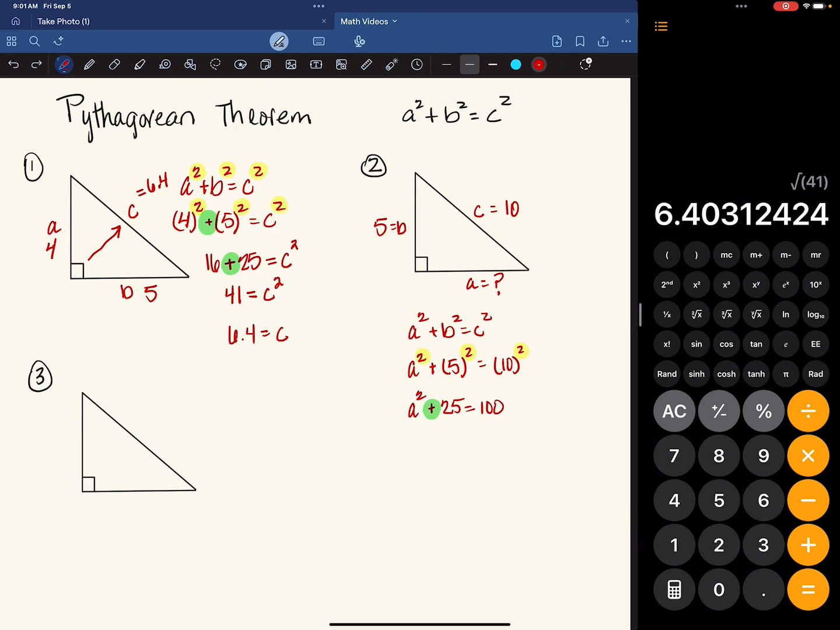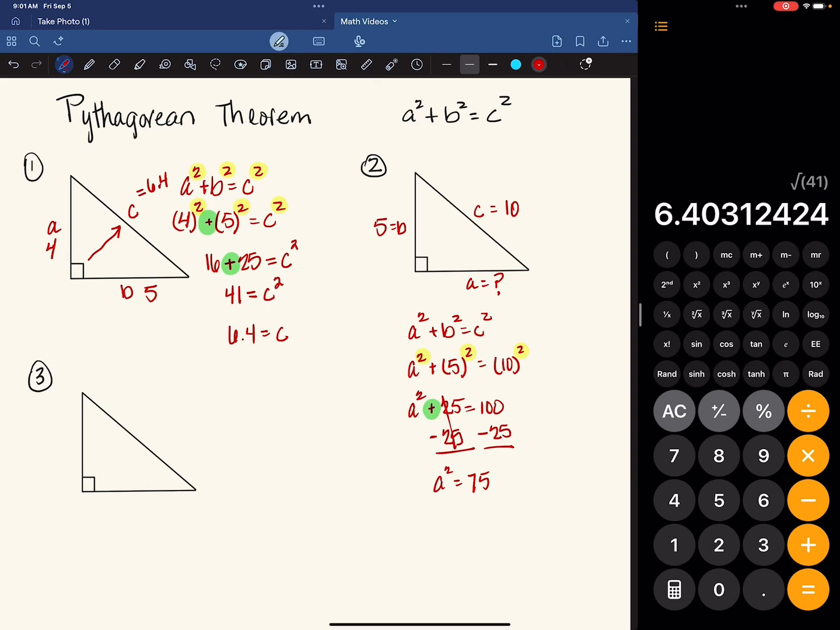And the rule that I try to teach my students is anytime you're missing a or b, if you're missing a leg, you must subtract your two numbers. So right here we would subtract 25. So we come over to the other side. Whatever you do to one side of an equation, you always do the same to the other. So if we're going to subtract 25 from the left side, we're going to go across that equal sign and subtract 25 from the right side. All right, so what that gives us is a squared is equal to 75.